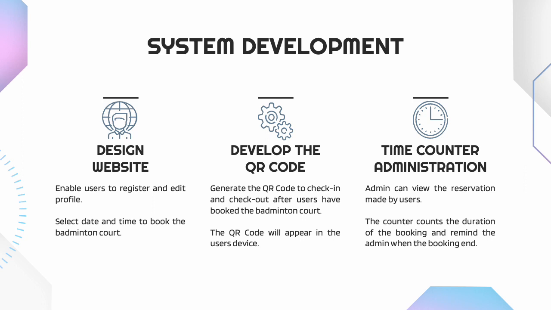And then the second one is that because this is a clock in and clock out system, we use the QR code in order to enable the user to check in every time they want to check in. They can scan the QR code, and then when they finish using the facility, they can check out by using the QR code also. And then we also have a time counter for the administration to monitor the duration once the user books the system, so the system can give some kind of alert to the administrator on how much duration is left for the user to use that particular facility.